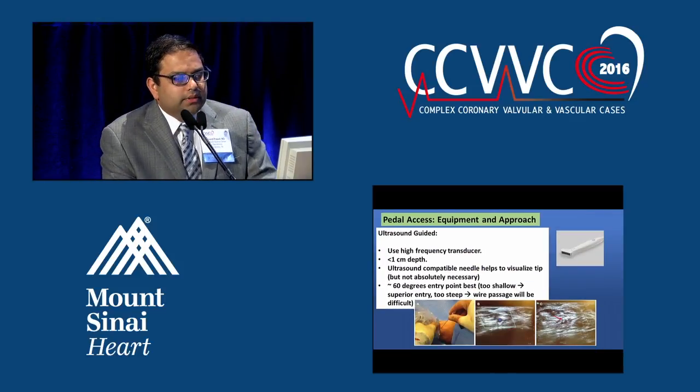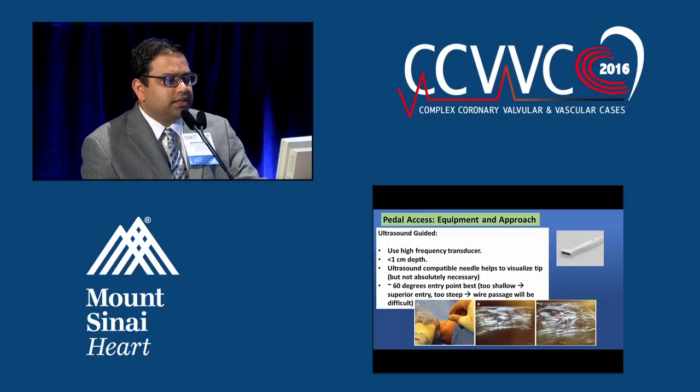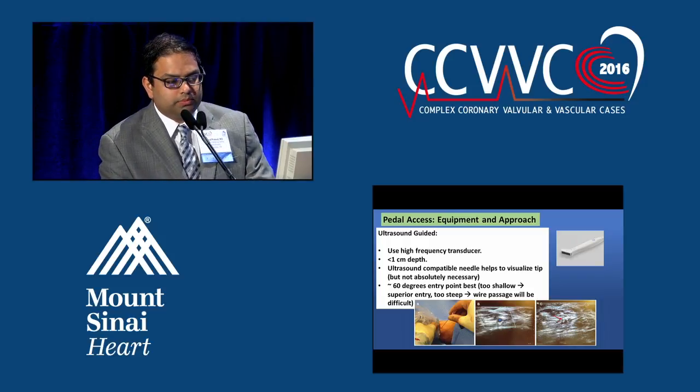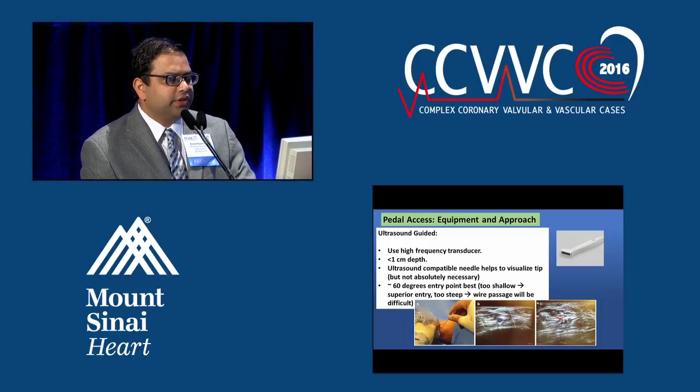The transducer that I use is a hockey stick transducer. It allows you to image the vessel. It's lightweight, and you can use one operator to do everything. When you're getting access, don't get too shallow or too steep. Use a 60-degree angle. If you get too steep, the wire is going to hit the back wall of the vessel, and it'll be difficult to puncture. I like using the short axis view, but some people use the long axis view. I think for the initial puncture, short axis makes sense.